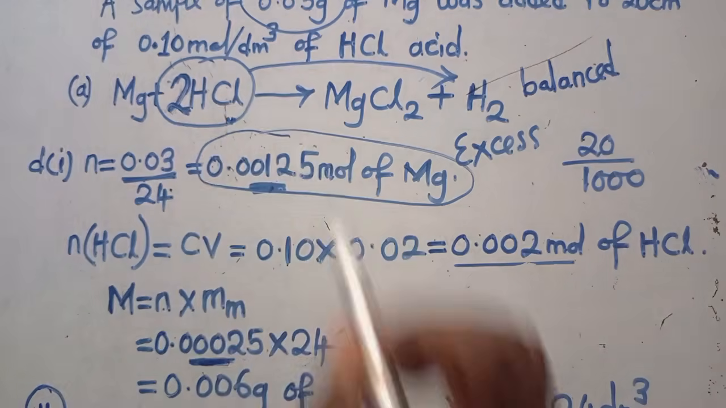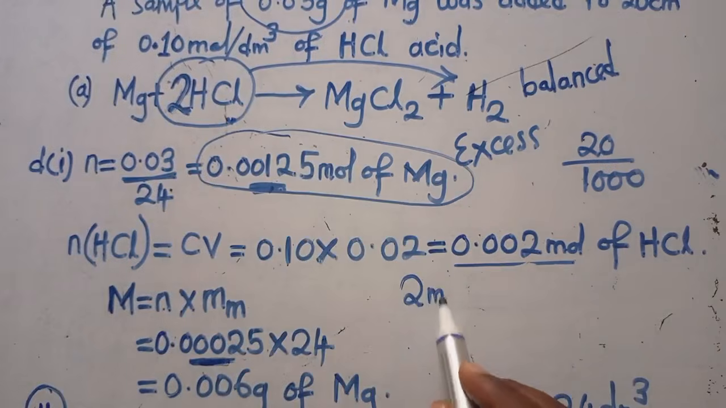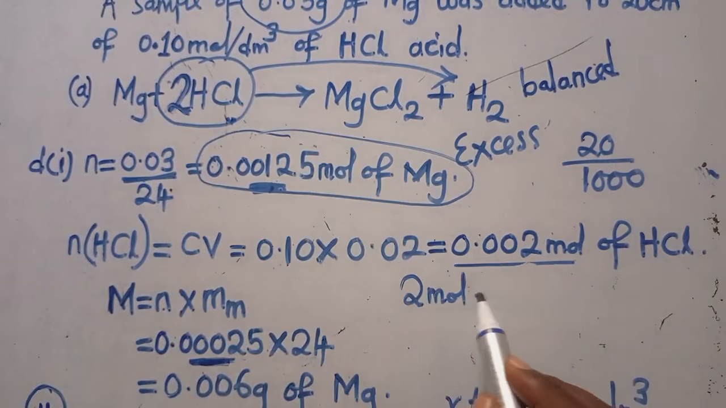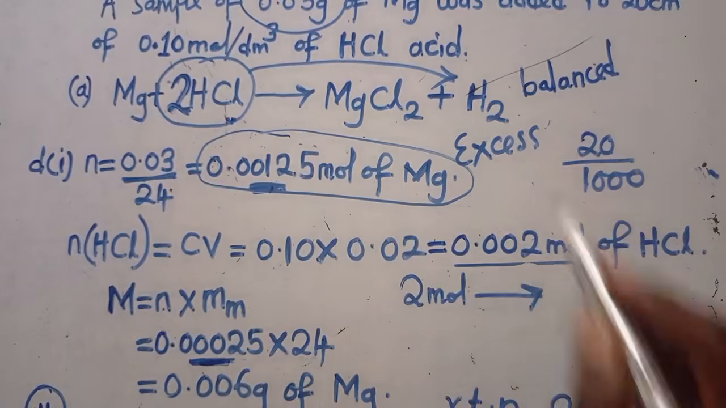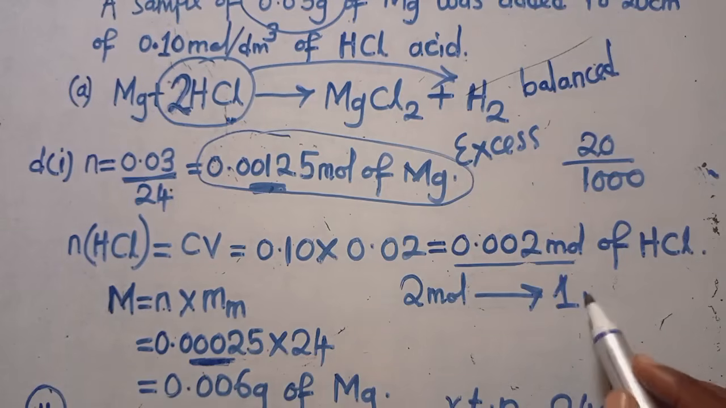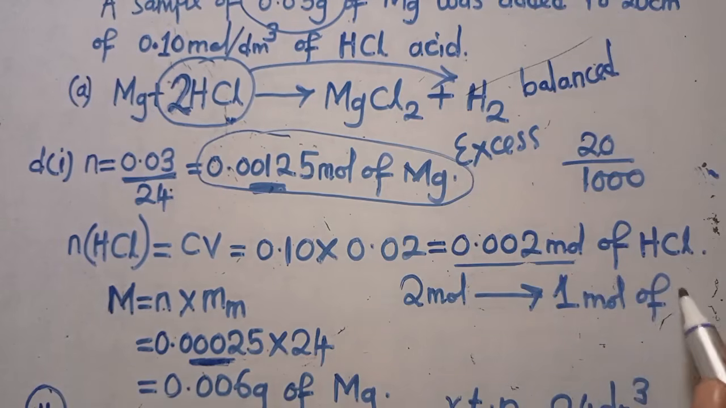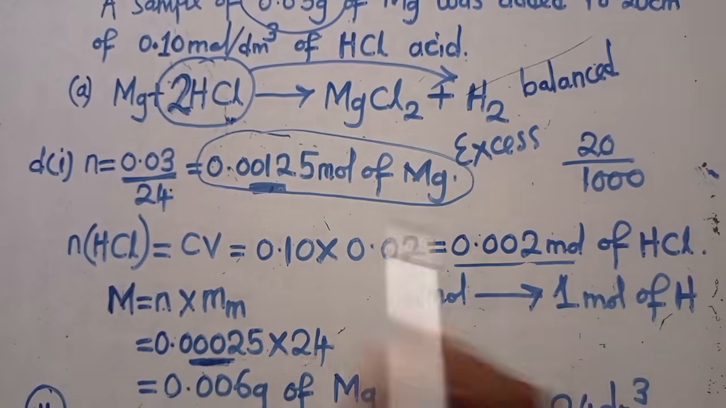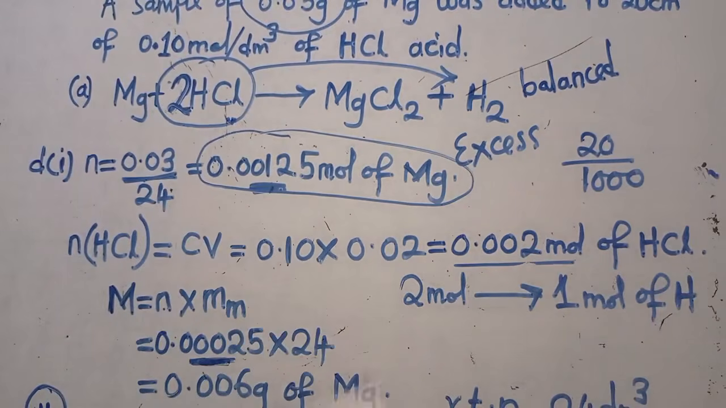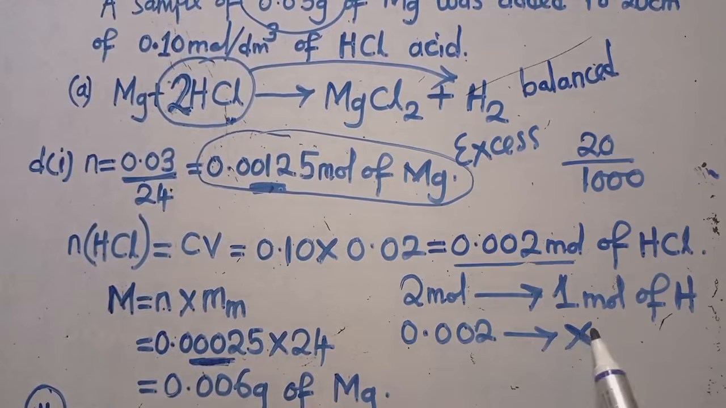I will say, how many moles are there? 2 moles. I say 2 moles of hydrochloric acid. I equate to how many moles here? 1 mole of hydrogen. Then what was the number of moles that I had to calculate? It was 0.002. Then I equate to x, like this. So I'm now looking for the value of x.